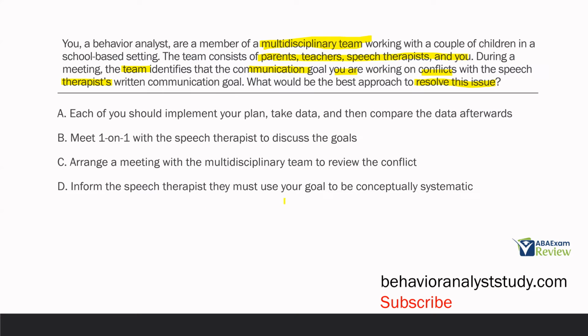And then D, inform the speech therapist they must use your goal to be conceptually systematic. Remember, if the speech therapist is not a BCBA and they're not implementing behavior analysis interventions and components, they don't abide by our same codes and ethics. So D is just not true. So what's the best approach here? Collaborate, collaborate, collaborate. Arrange a meeting with the multidisciplinary team to review the conflict.